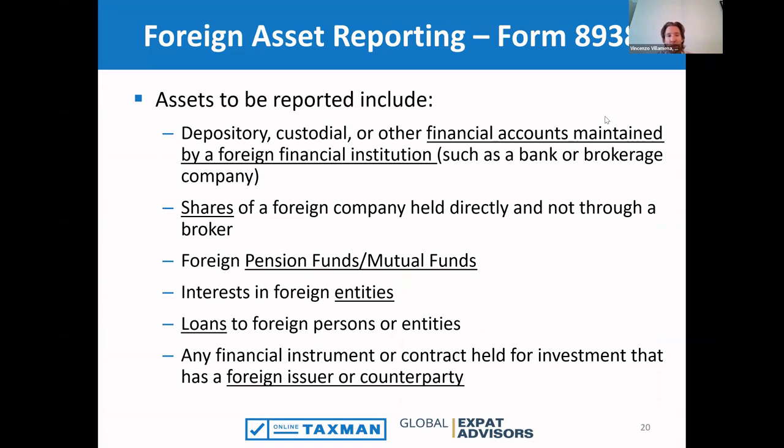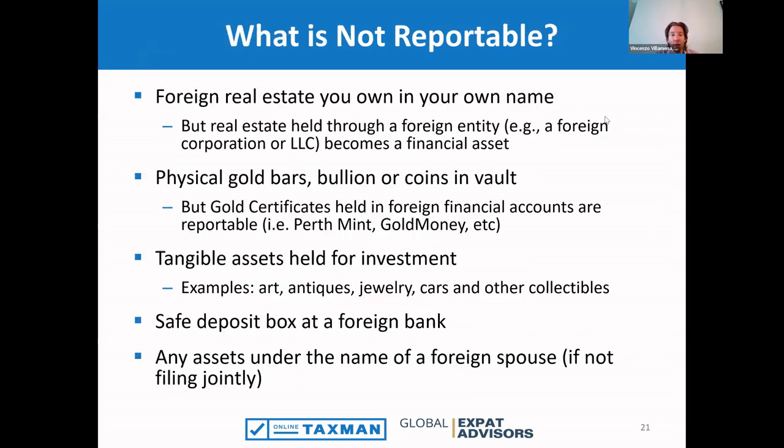categories are a lot broader, right? So FBAR, it's really only bank accounts. And for 8938, it's any sort of financial account, right? Depository, custodial, like a brokerage account. If you have shares in a foreign company, a foreign pension, mutual funds, even loans to foreign people, options, any financial instruments, these are all reportable under 8938. So you could see the breadth of the reporting requirement is a lot bigger.